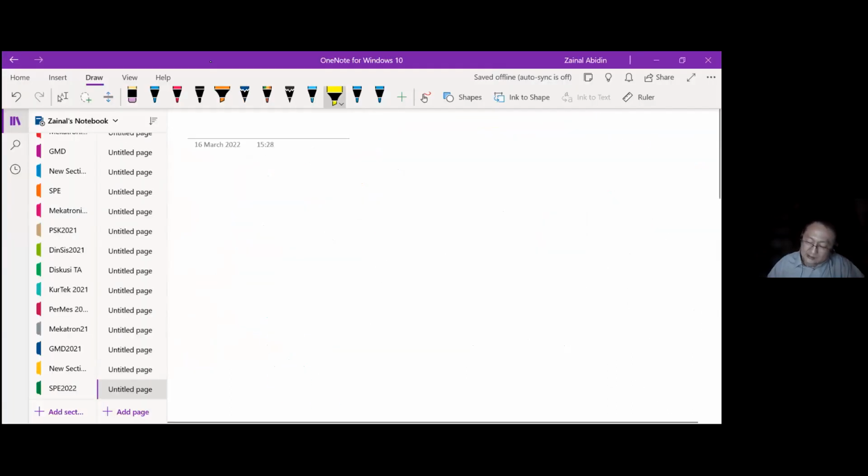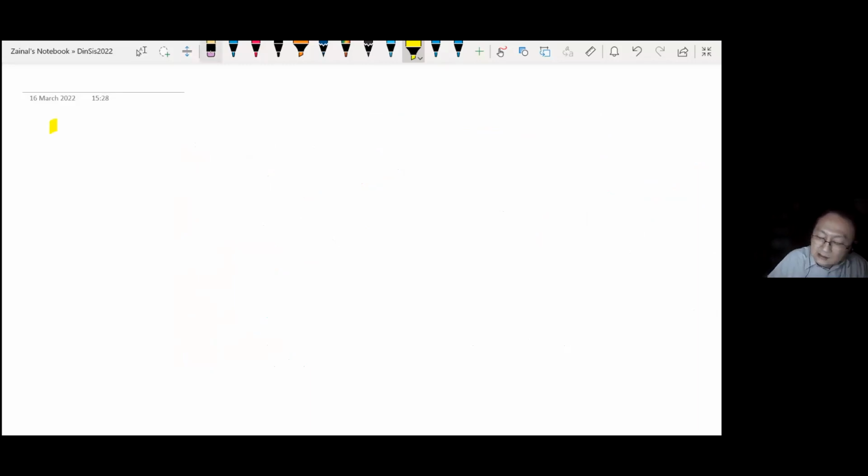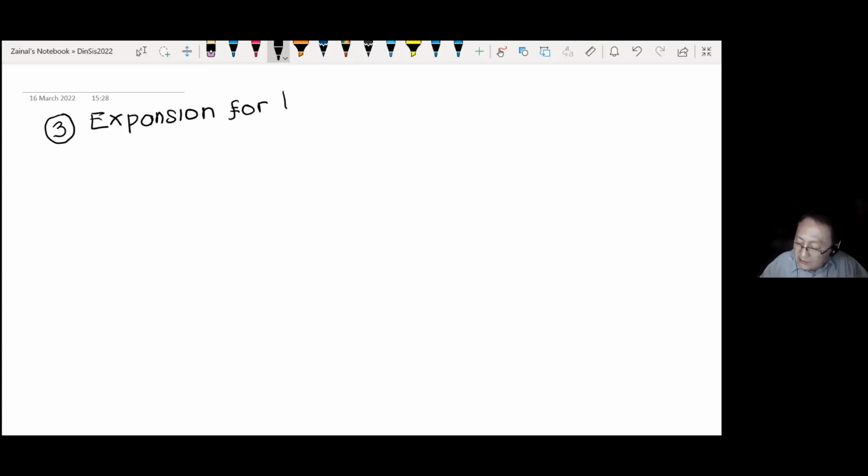Okay, next one. Number 3. I suspect, okay, this one is my suspicion. Can you obtain this one? This one is about expansion for inverse Laplace.